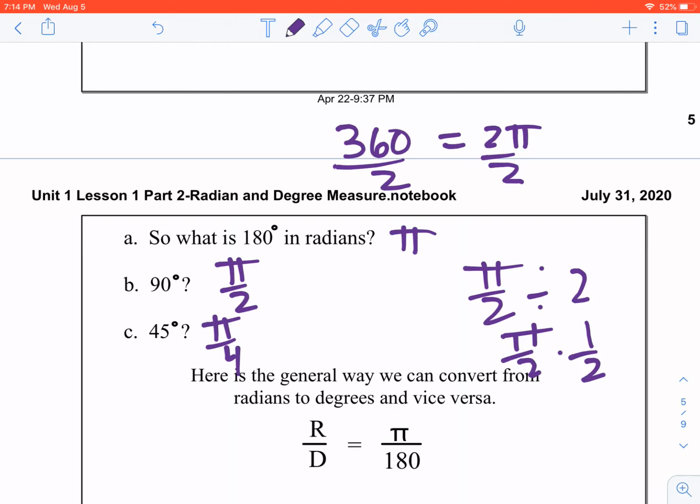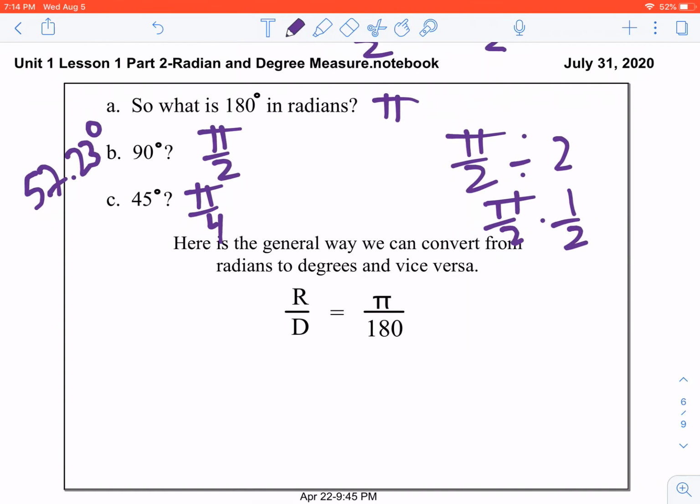Now, that works when we can keep halving or thirding something. But if I'm asking you to convert 57.23 degrees into radians, this thought process isn't going to be very efficient. So ultimately, we can do a proportion. The proportion I'll use is radians is to degrees as pi is to 180. You can use 2 pi over 360. That's valid, but I just reduced it because then my numbers are smaller.